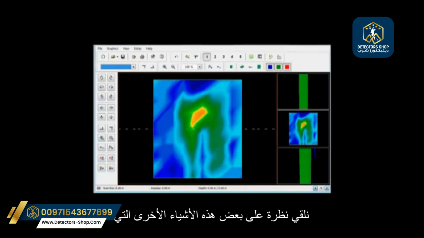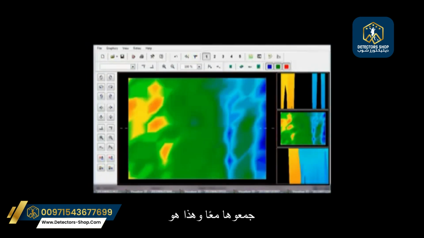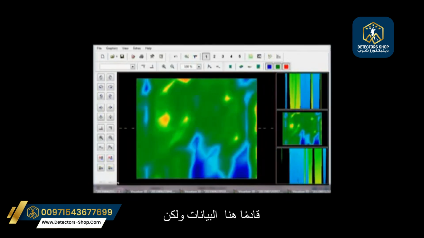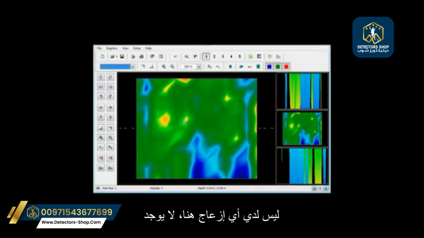So let's go take a look at some of these other ones they put together. And this is the first one. I don't see a disturbance. Coming over here, I have data, but I have no disturbance here. There's nothing that is out of the ordinary. This is normal ground.